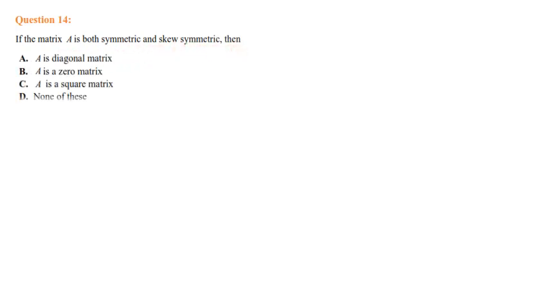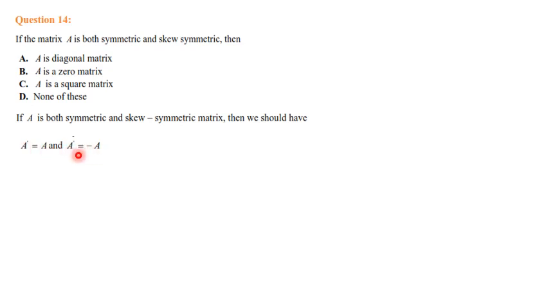Now we shall discuss question number 14. If the matrix A is both symmetric and skew symmetric, then there are four options given to you. You have to choose the correct one: A is a diagonal matrix, A is a zero matrix, A is a square matrix, none of these. By using the given condition, A is symmetric as well as skew symmetric. If A is symmetric, we can tell that A transpose is equal to A. Again, A is skew symmetric means A transpose is equal to minus A.